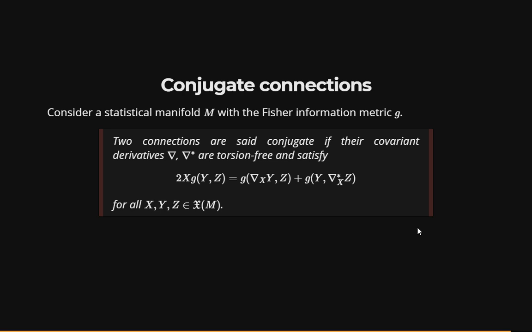Now, the last couple of things which are really, really dense. Consider a statistical manifold with a Fisher information metric. So you have your manifold, the Fisher information metric G. Two connections are said to be conjugate if their covariant derivatives are torsion free and satisfy this relationship.